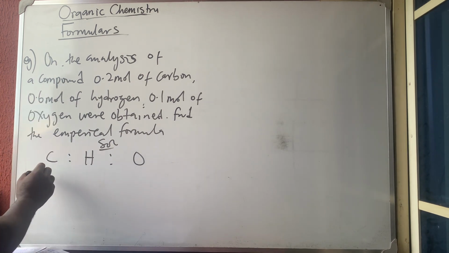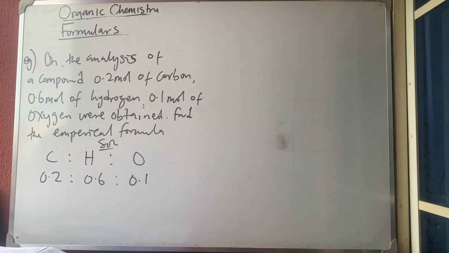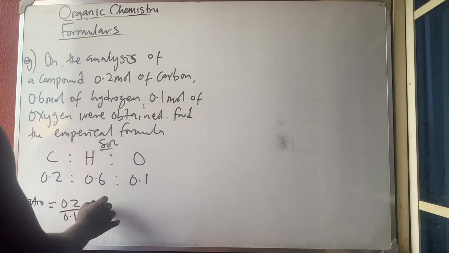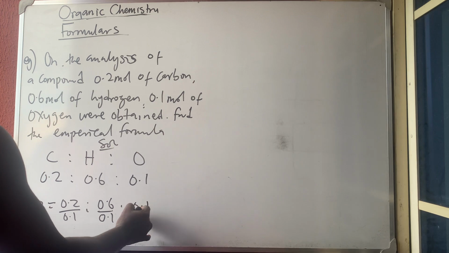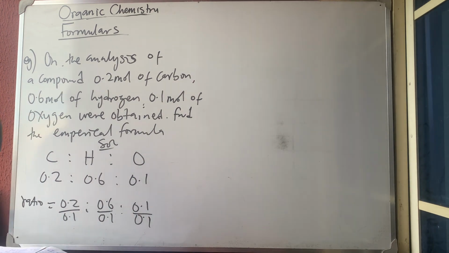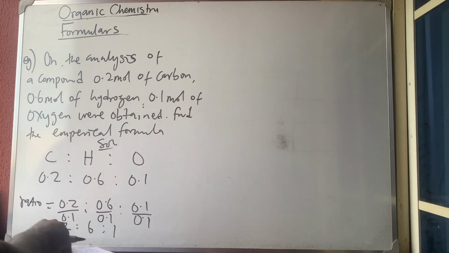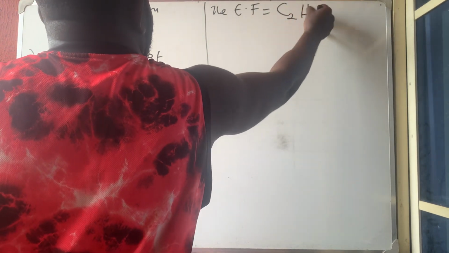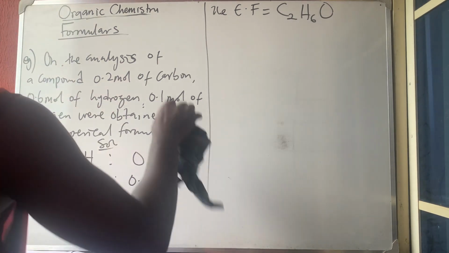Now we have the carbon, we have the hydrogen, we have the oxygen, and they are given by the mole. For the carbon it is 0.2 mole, this one is 0.6 mole, and the other one is 0.1 mole. So if we divide, the ratio is obtained by dividing by the smallest mole. So the ratio becomes 0.2 divided by 0.1, 0.6 divided by 0.1, 0.1 divided by 0.1. So we now have that the ratio is 2 is to 6 is to 1. So we now have that the empirical formula is C2H6O. Okay? So that is the empirical formula. Another question.